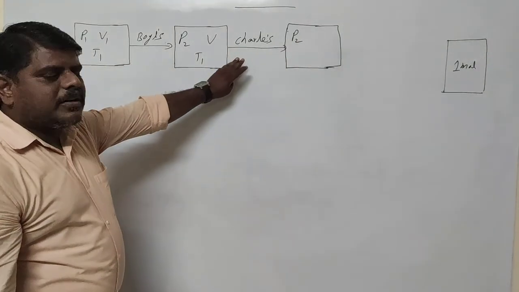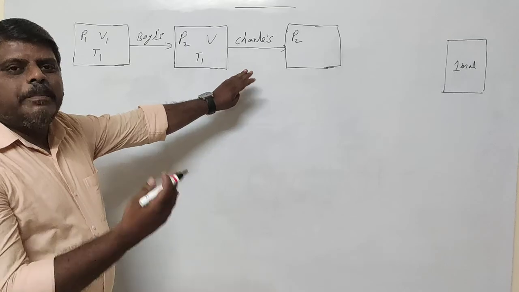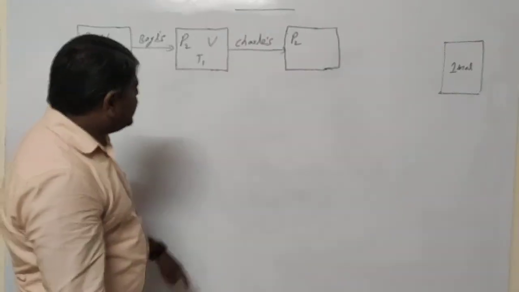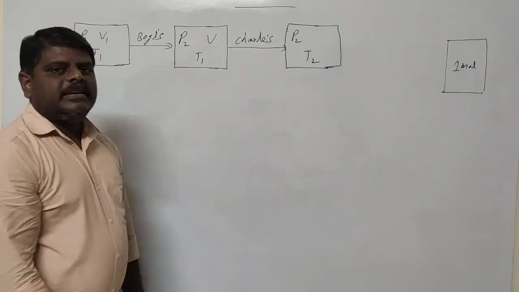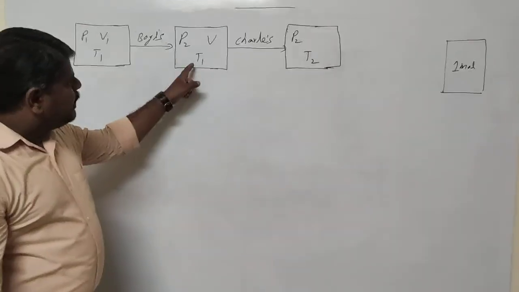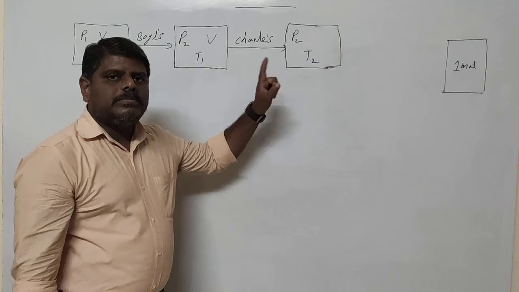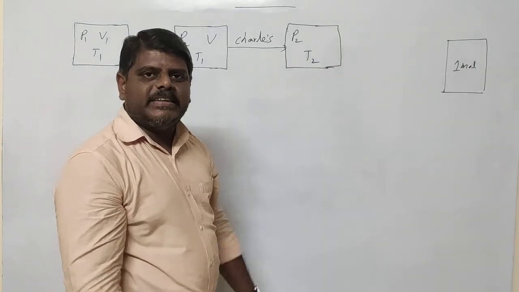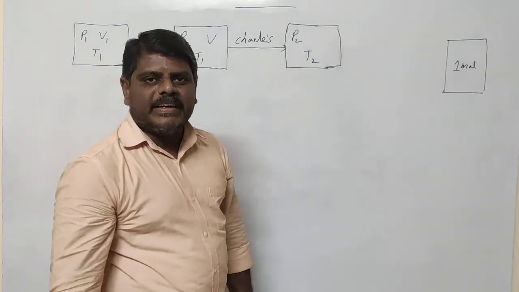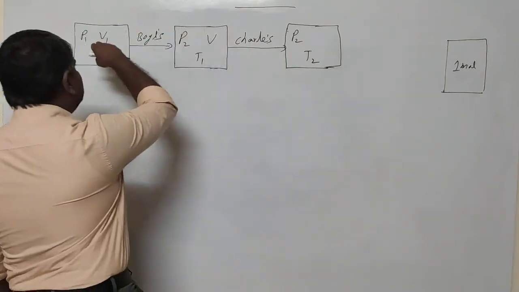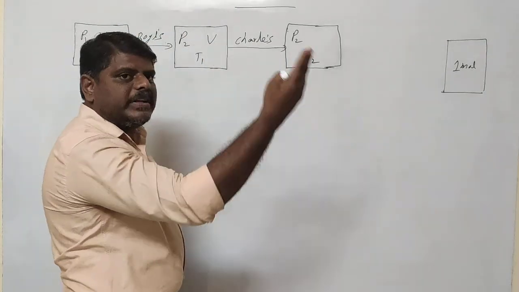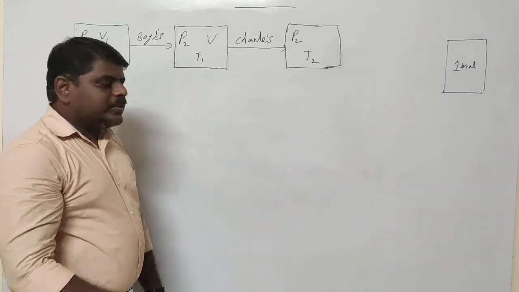By keeping the pressure constant, you are increasing the temperature from T1 to T2. When the temperature is increased from T1 to T2, what happens to the volume? Definitely it increases, from V. We don't know whether it is going to reach V1, or be more than V1 or less than V1. So that's why what happened?